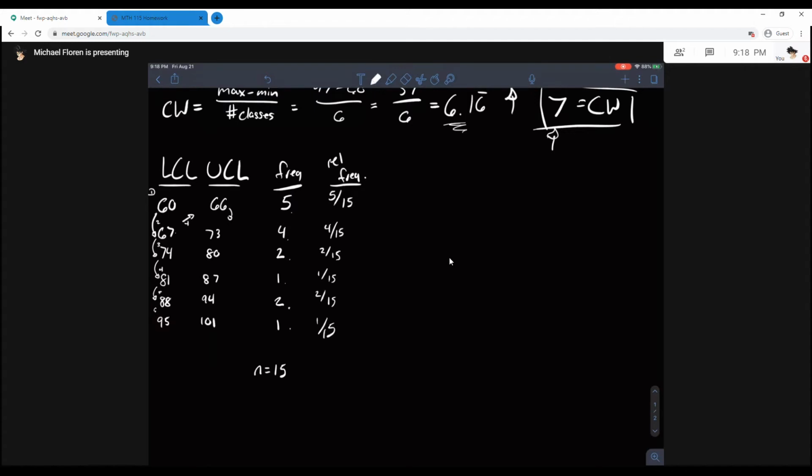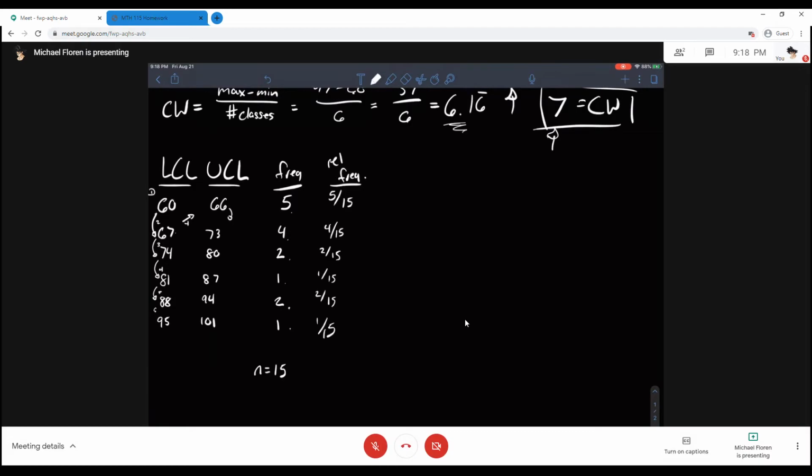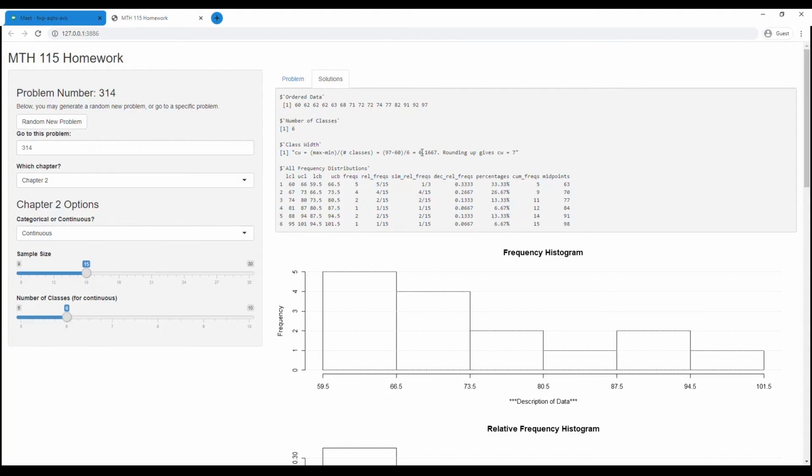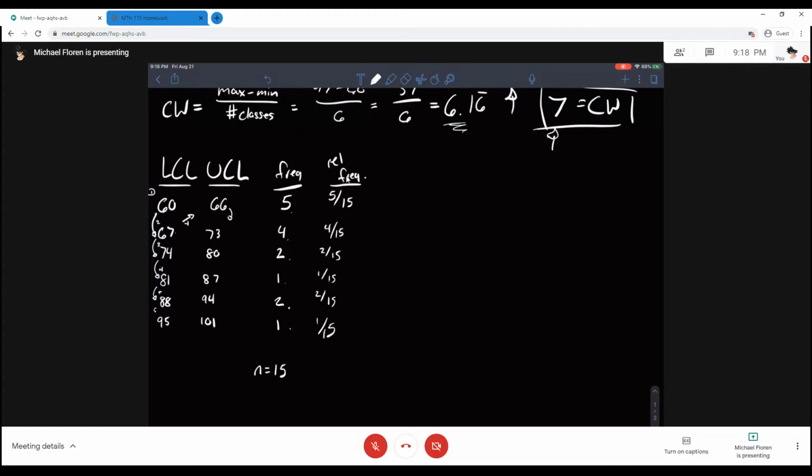And I can go double check this on my homework app just to make sure I'm not crazy. So in the homework app, rel freqs is relative frequencies, and you see 5 over 15, 4 over 15, 2 over 15, etc. So hey, all those work out. Looks like I got it.